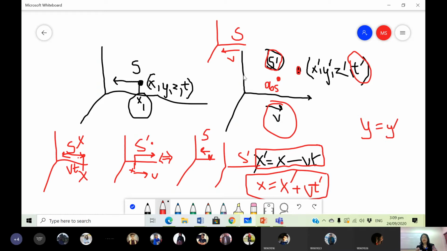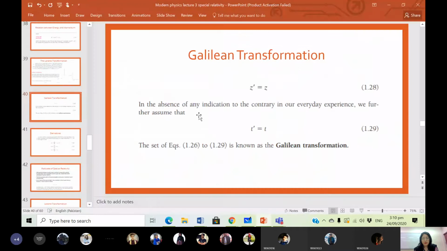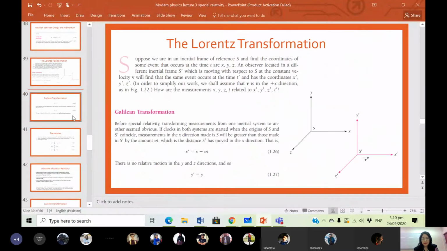We're talking about the situation where it's moving towards the right with velocity v. We can also consider a different situation where the frame is moving upwards in the z or y direction, but we're not doing that right now. We're deriving the simple situation first. So y is equal to y dash, and z will also be equal to z dash, because the frame is not moving in the y or z direction. So these two coordinates will remain the same. Now what about the time coordinate?